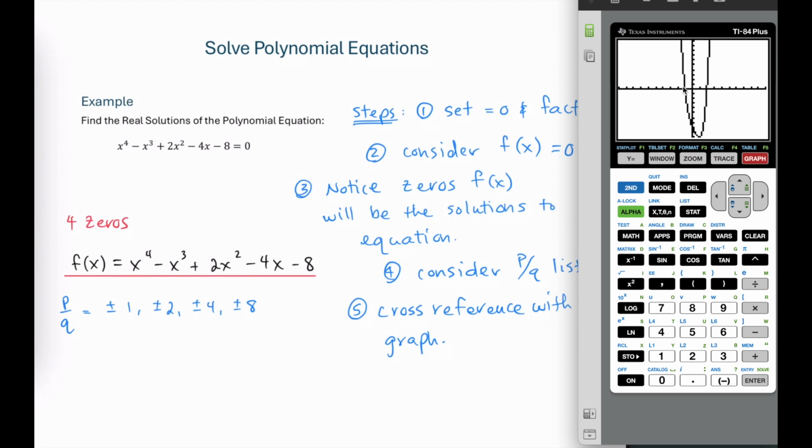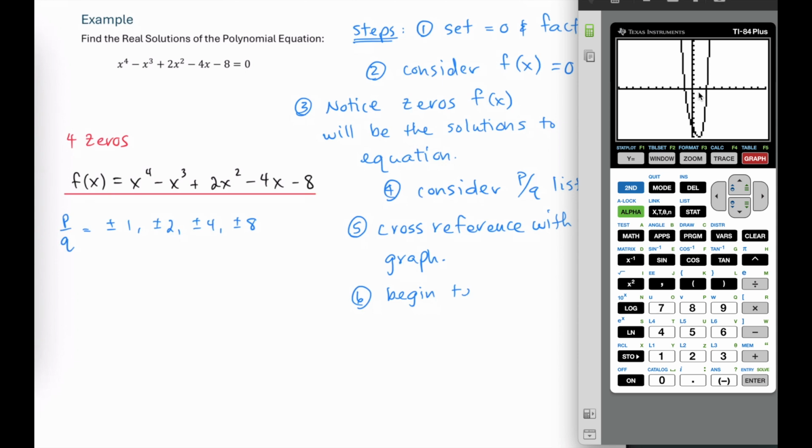It looks like x is equal to negative 1 could be a 0, and negative 1 is in the p over q list. It looks like x is equal to positive 2 could be a real 0, and positive 2 is also in the p over q list. So both of these are good candidates. So we're going to begin testing the zeros, and we do that by using synthetic division. We like synthetic division for testing zeros because not only does it confirm the zeros, but it also helps us to begin the factoring process.